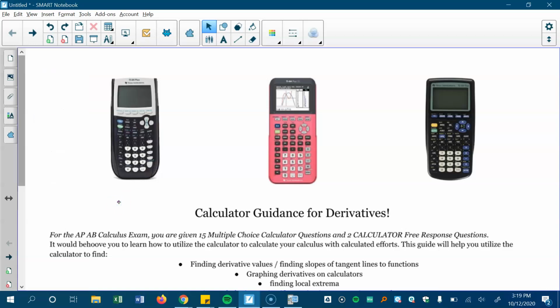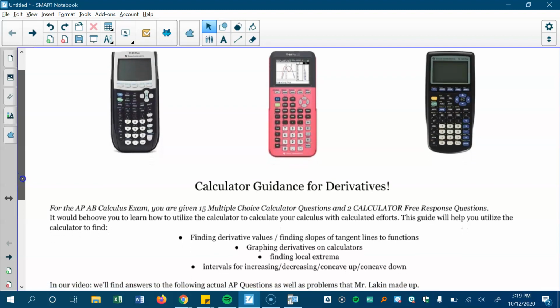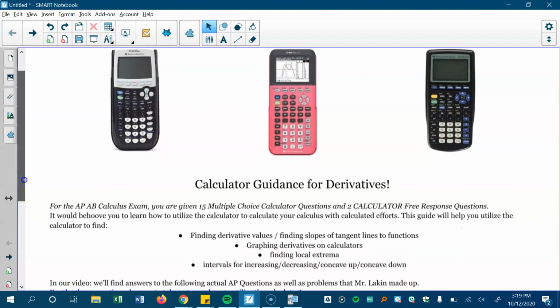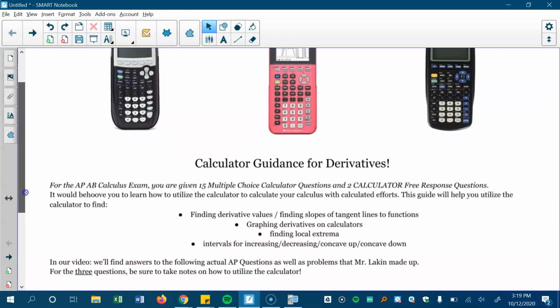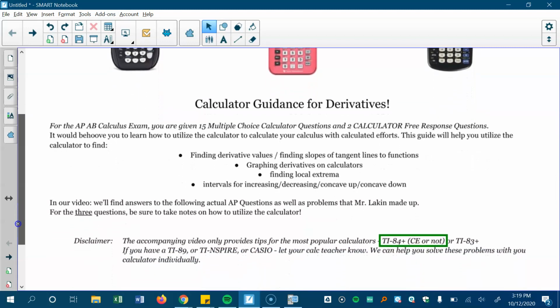I'm doing a video on graphing calculators and how you can use them on the AP test to be successful when derivatives are concerned. And then I'll probably make another video on how we do this with integrals because that will be another new function on the calculator that we'll use at that time.